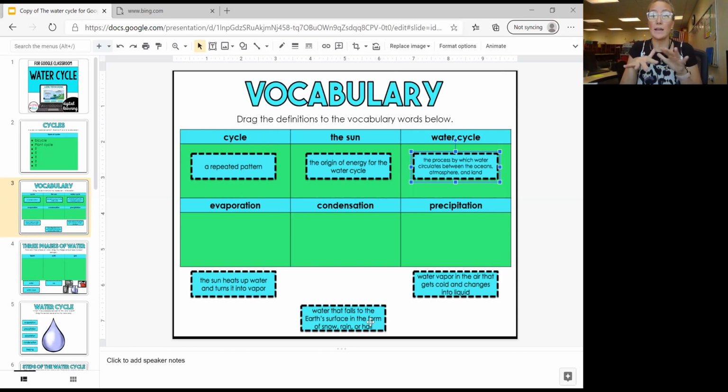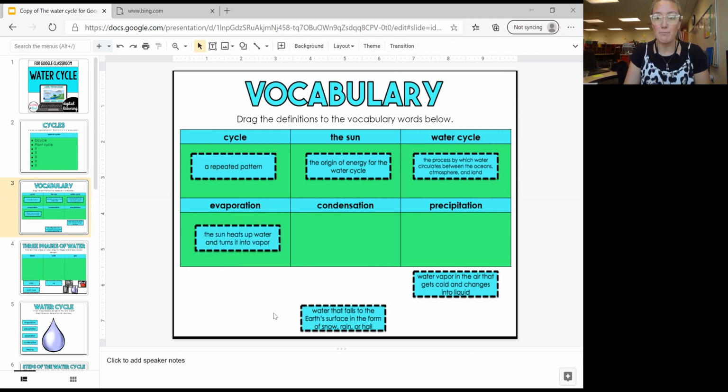Evaporation is when water from the earth is taken up by heat, and the sun heats up the water and turns it into vapor. That means really, really tiny water droplets in the air. Did you know that there are water droplets in the air right now? If you have ever heard someone say, wow, the humidity is high today, that means that there are more water droplets than normal. If it feels humid, that means there are a lot of water droplets in the air, so there was a lot of evaporation.